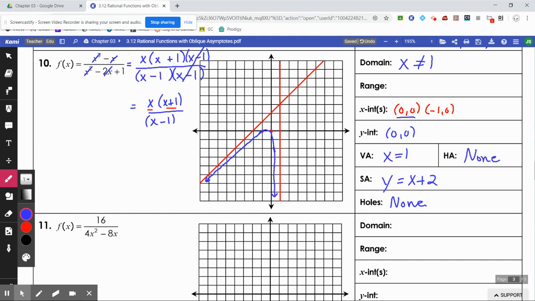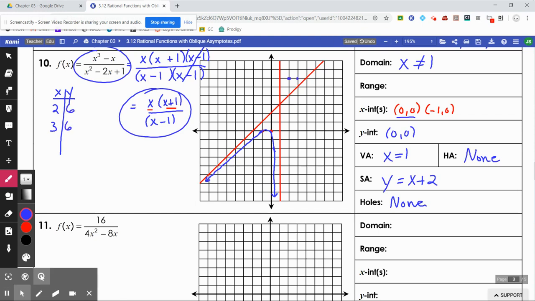We can't plug in 1 because there's a vertical asymptote. Let's plug in 2 to find out what my graph would do at 2, or maybe at 3. And again, I always like to go back to the original to plug it in, or you can plug it in here. Either way, it might be a little bit easier. When I plug in 2 and 3, here's what I get. And oddly enough, when I plug in 2 or 3, I get 6 in both scenarios.